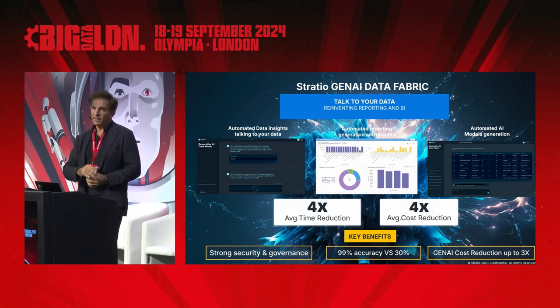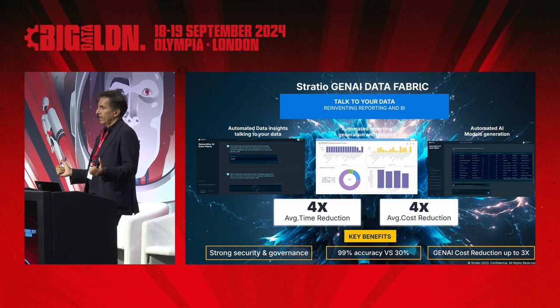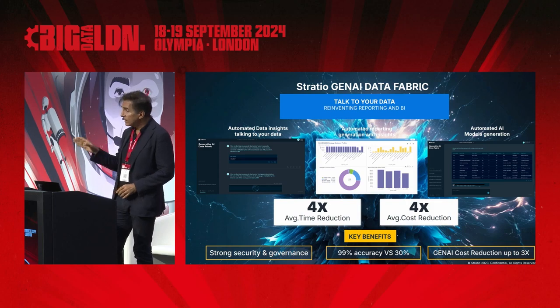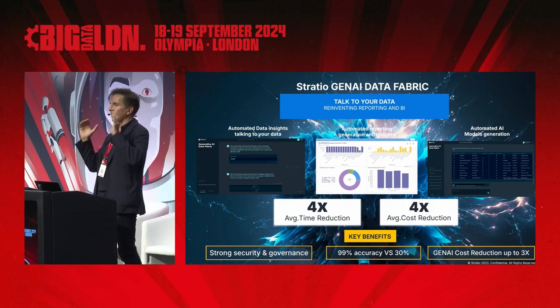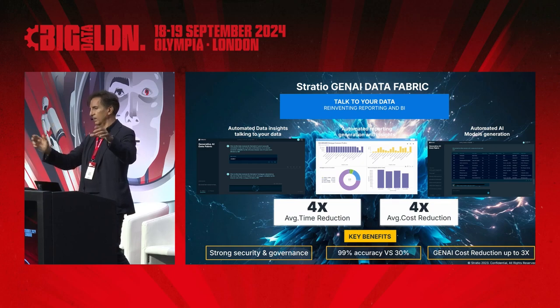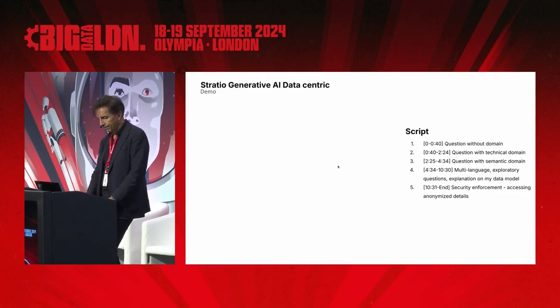80% of value of the companies comes from reporting. Reporting and insights. With Gen AI Data Fabric, we reinvent completely reporting. Reporting your companies, I insist, will be solved with a text box, talking, not programming or doing strange things. So let's go to the demo.